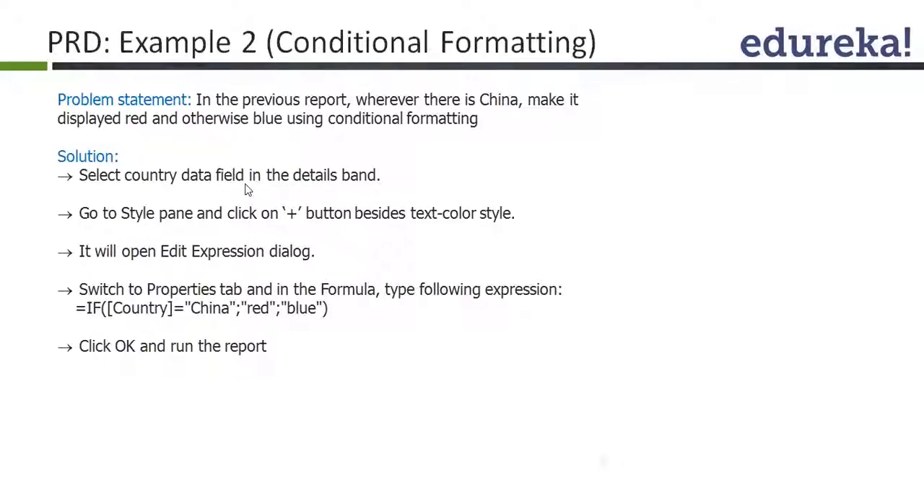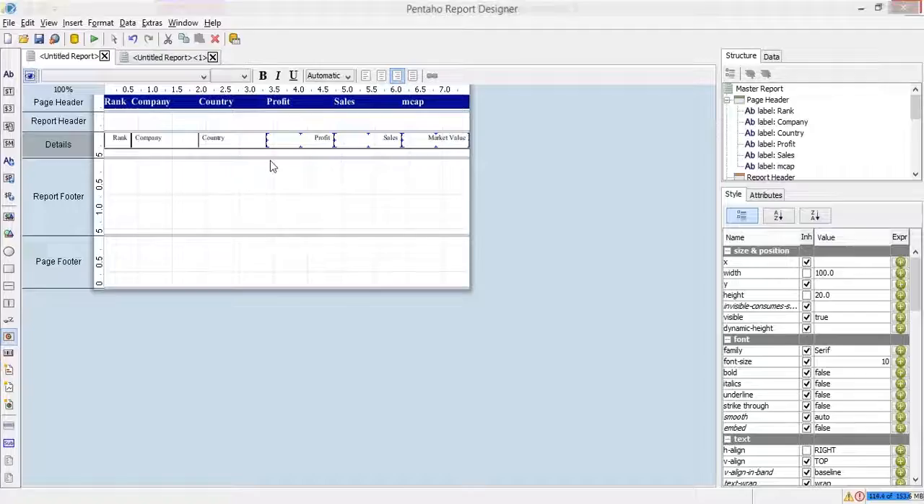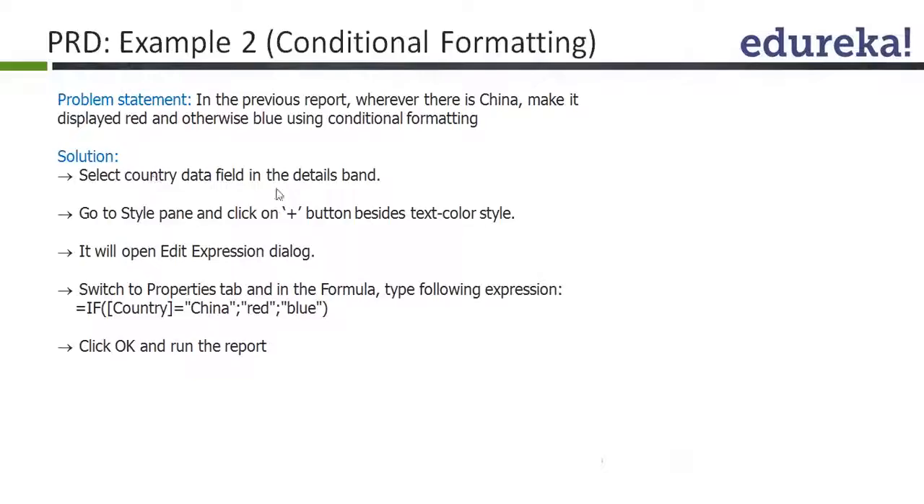Now conditional formatting. Yeah, this is where one small expression we are going to use. So conditional formatting is where, so maybe 5 more minutes. The problem is wherever the country name is China, we have to make it red. So that is the problem. How can we do it? So this is the solution.